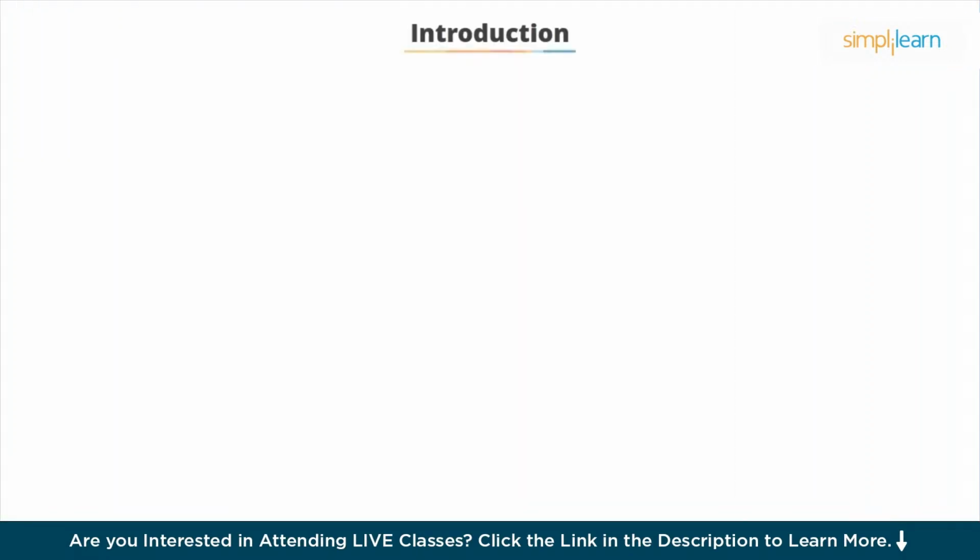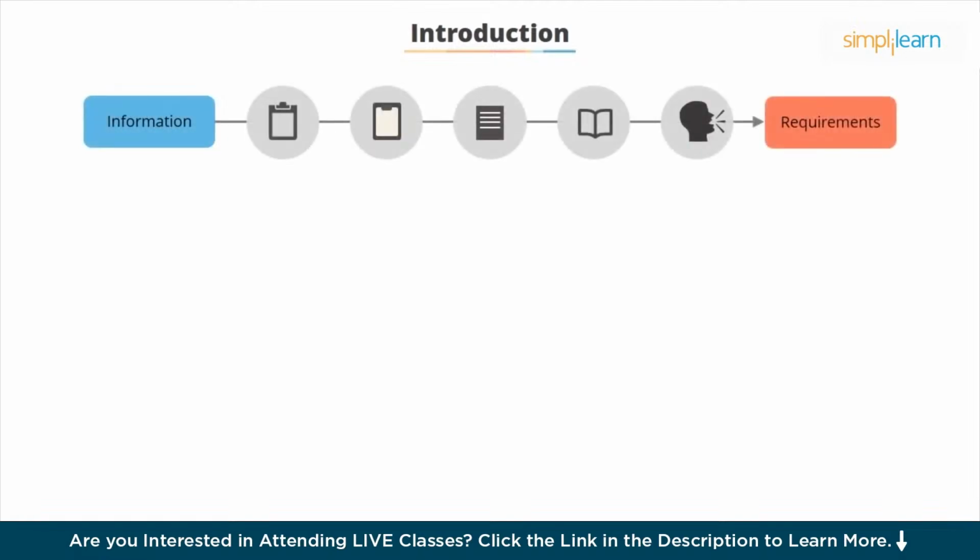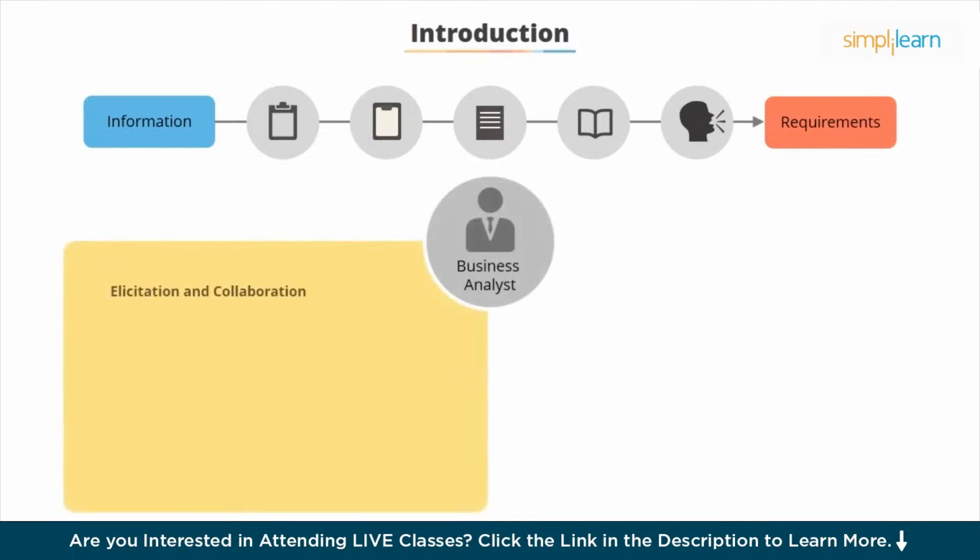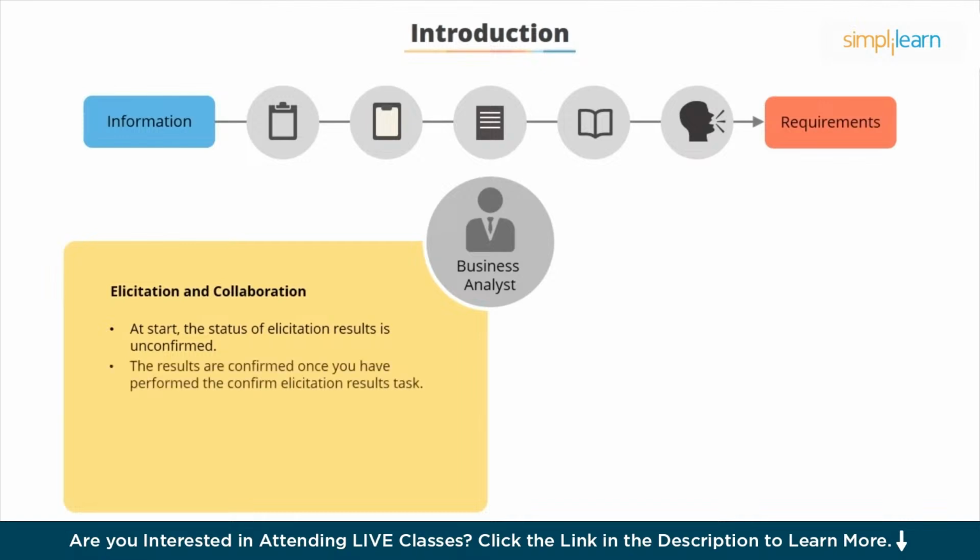Business analyst elicits information and translates it into requirements for the projects. This is done using tasks described in the elicitation and collaboration knowledge area. We have discussed the elicitation and collaboration tasks in the previous lesson. At the beginning, the status of elicitation results is unconfirmed. The results are confirmed once you have performed the confirm elicitation results task.